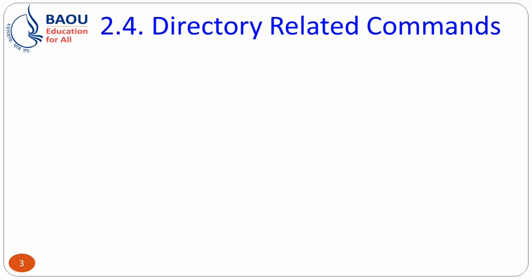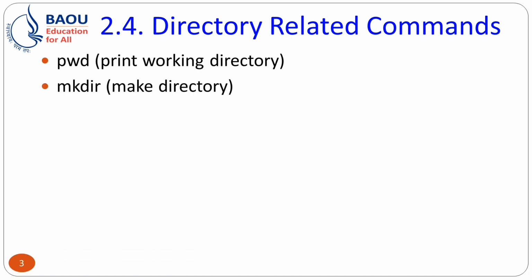We are in continuation in MCA-104 operating system subject, Block-03 Linux operating system, and in that Unit-2 file system commands for the Linux or Unix operating system. In the previous session, we have discussed directory related commands, in which we have discussed PWD, that is print working directory. Then after we have discussed mkdir for making a directory.